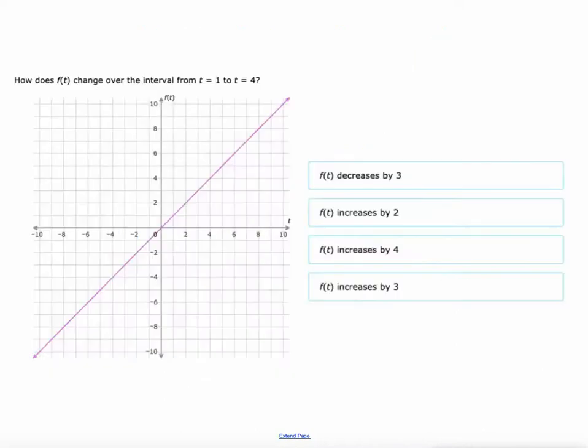Okay, so we've done a couple over unit intervals. This is a little bit different because it's not a unit interval. We're asked how it changes over this interval of 3 units, from t equals 1 to t equals 4. How does it change over that interval? So what's this increase right here? And that's from 1 to 4 as well. So that's an increase of 3.